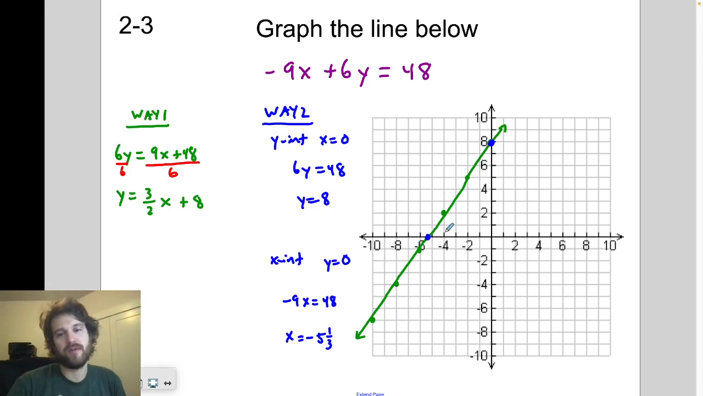So way 2 is you find the x and y intercepts just by doing 2 quick division problems, and then connect those with a ruler. And that's what we learned in 2-3.